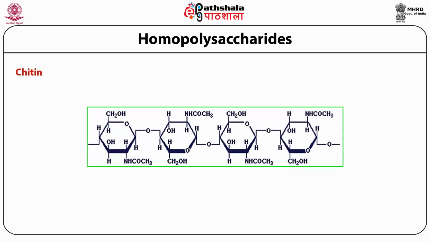Chitin. Following figure shows the chemical structure of chitin. Chitin is a condensation product of acetyl glucosamine. It is the structural material of arthropoda. It forms the exoskeleton of the crustaceans, insects.